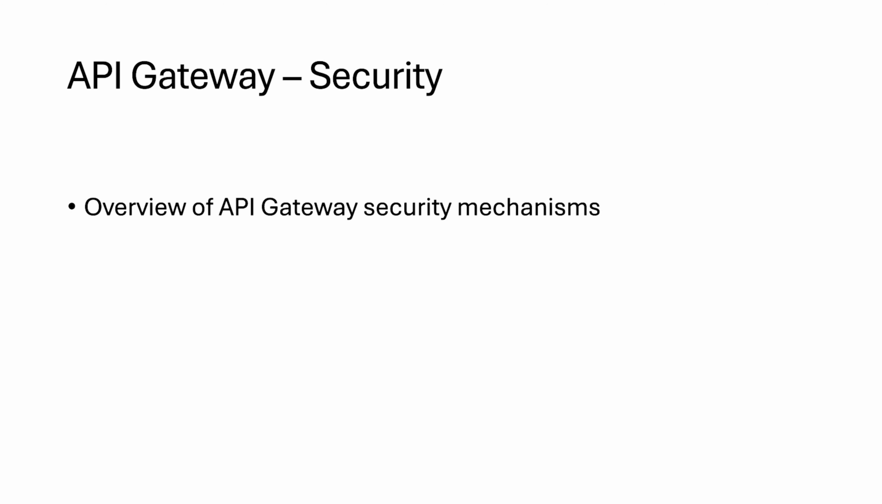By the end of this course, you will know the importance of securing APIs in AWS. We will cover IAM permissions, resource-based policies, Cognito user pools, and Lambda authorizers. So, without any further ado, let's get started.